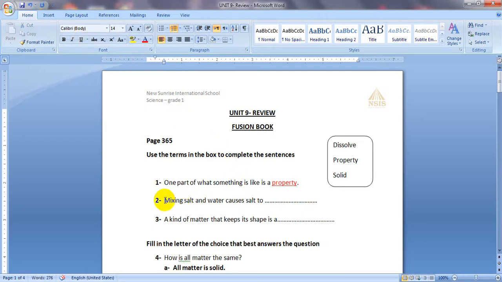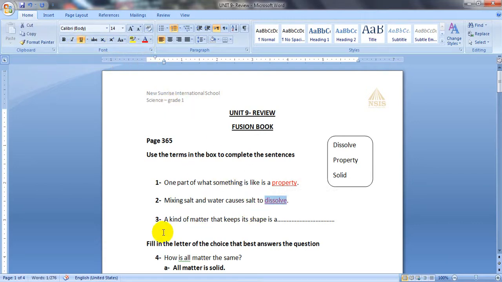Mixing salt and water causes salt to. When you mix salt in water, can you see the salt? Of course not. It will disappear or it will dissolve. So here, number 2, we will write dissolve.